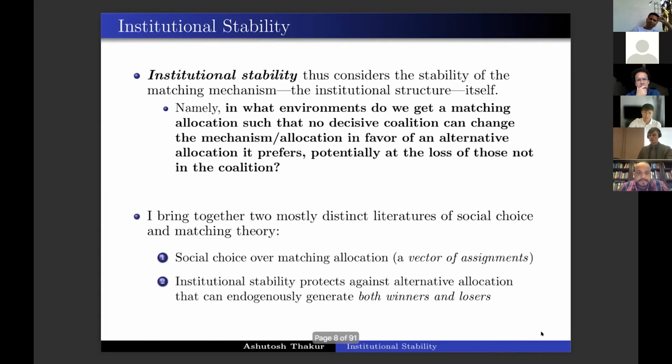Okay, so this is bringing together two mostly distinct literatures, social choice and matching theory. This is going to be social choice, where the object of choice is a matching allocation, a vector of assignments where different people are getting different seats. And institutional stability is going to protect against alternative allocations that endogenously generate both winners and losers, right?